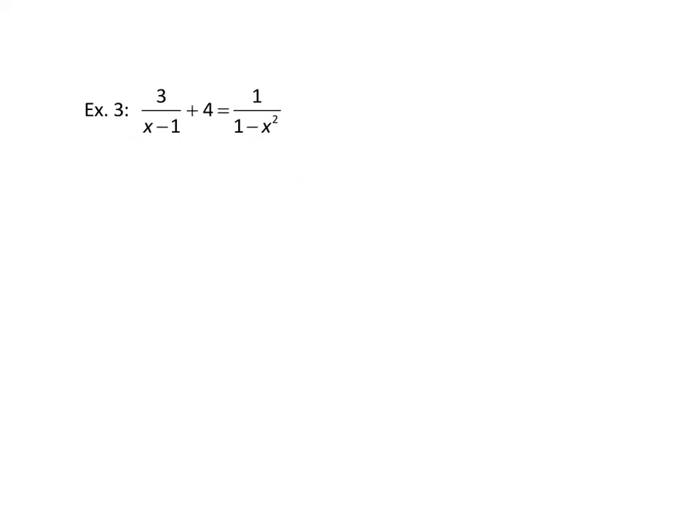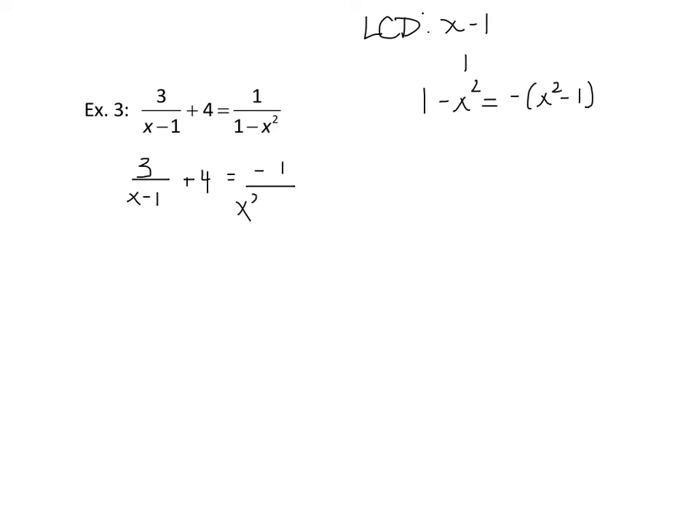Last slide coming up. This one looks a little interesting. So let's take a look at the LCD. I have x minus 1, I have 1, and then I have 1 minus x squared. I'm going to challenge you to write this as negative x squared minus 1. And that means I can rewrite this equation as 3 over x minus 1 plus 4 equals negative 1 over x squared minus 1. Again, that's understanding that I can factor out a negative 1 here to change what this expression looks like.